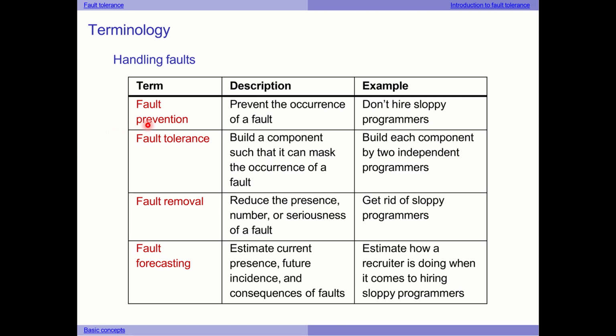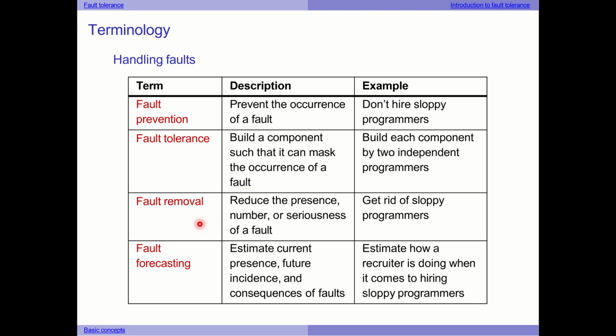The first one is fault prevention, which is we need to prevent the occurrence of faults in the first place. So don't hire sloppy programmers in the first place. We must do rigorous recruitment for the programmers. Second, fault tolerance, where we need to build a component such that it can mask the occurrence of the fault. For example, build each component by two independent programmers.